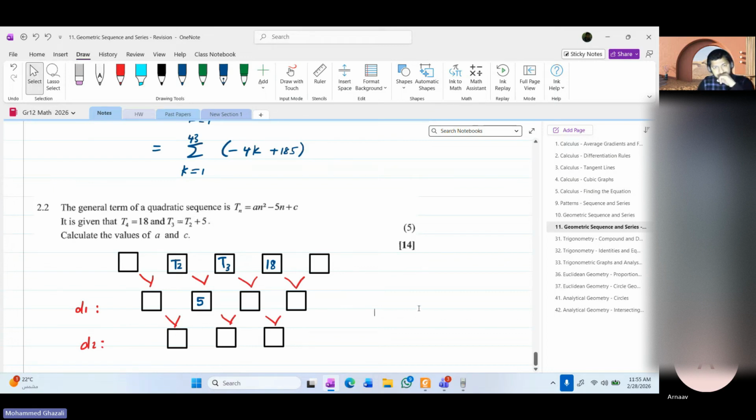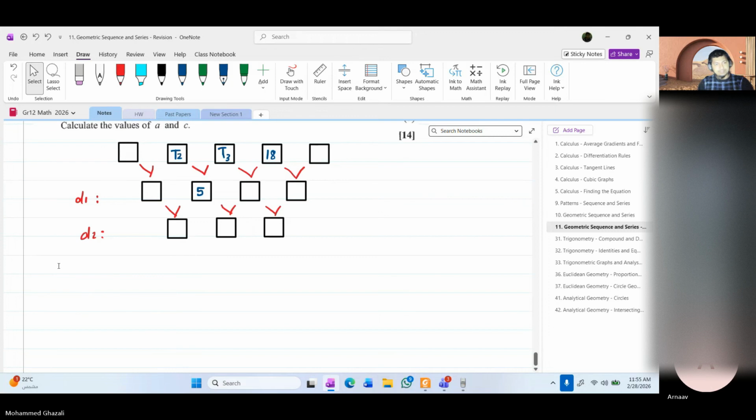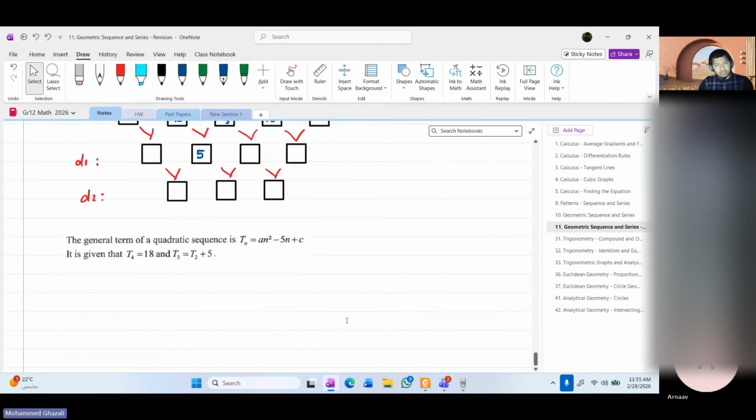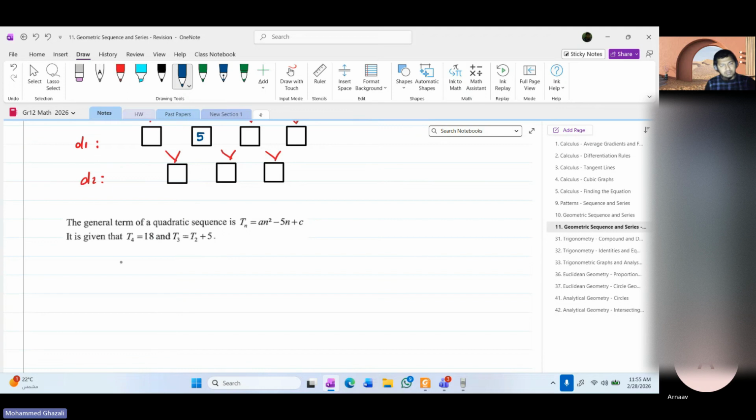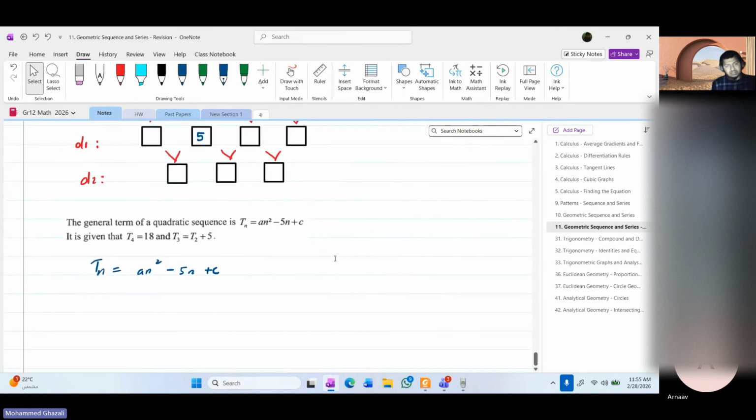Let's see. This diagram is not helping us at all. Okay. Since this is not helping us, I'm going to try another approach, right? So we are talking about term 2, term 3, and term 4. So what's Tn? Tn is an squared minus 5n plus c. There's too many unknowns in this diagram. Term 2, term 3 are unknown. There's just 5 there. Not helping us. So that's why I'm using this approach now.